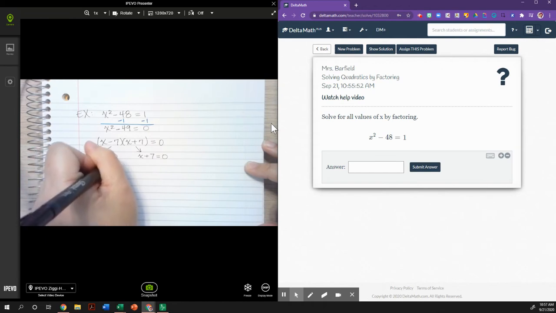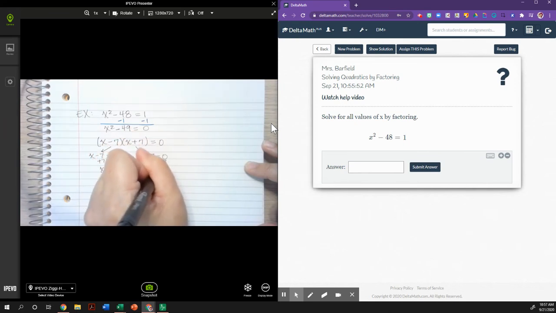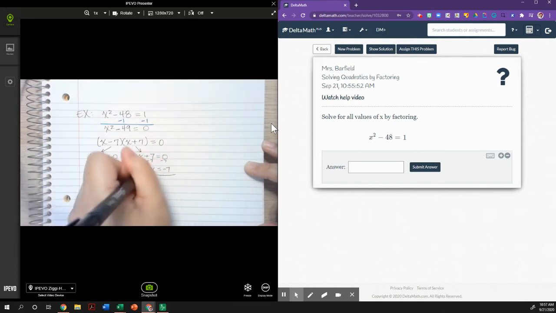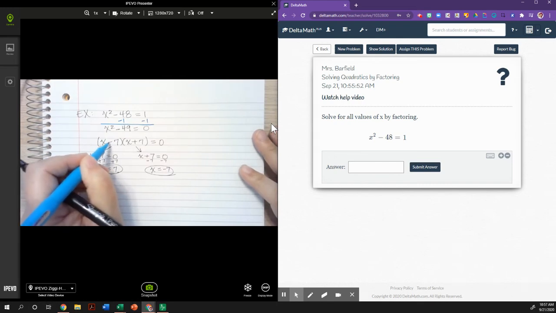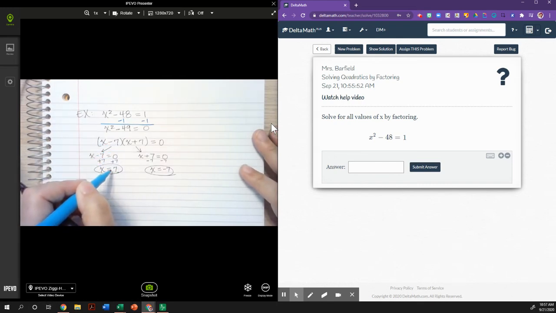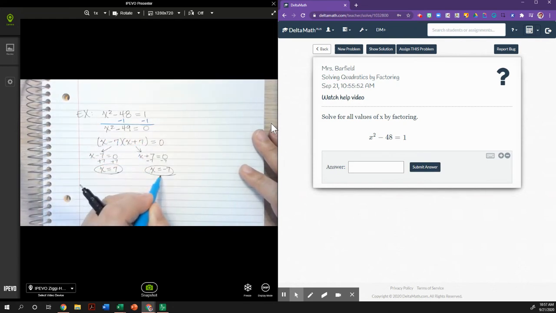So I'm going to add 7, so I get x equals 7. I have to subtract 7, so I get x equals negative 7. If you remember what your teacher told you from a previous year, it's x minus 7 and the answer was positive 7. So it's the opposite of your values here. If this is a minus 7, your first answer is 7. If this is a plus 7, your answer is negative 7. So you are welcome to skip this step if you remember the answers.